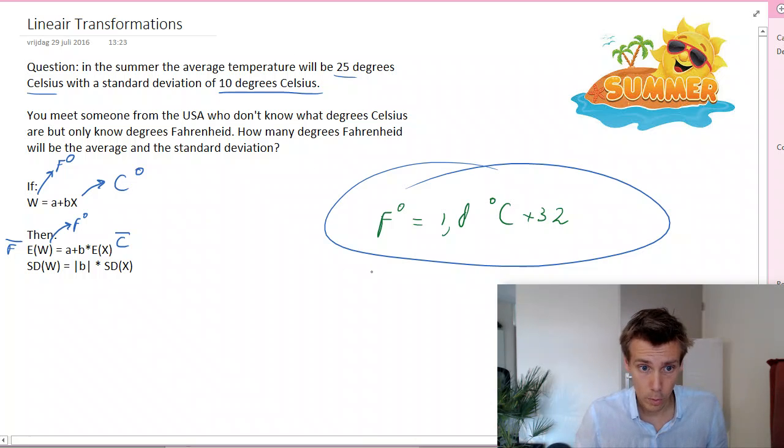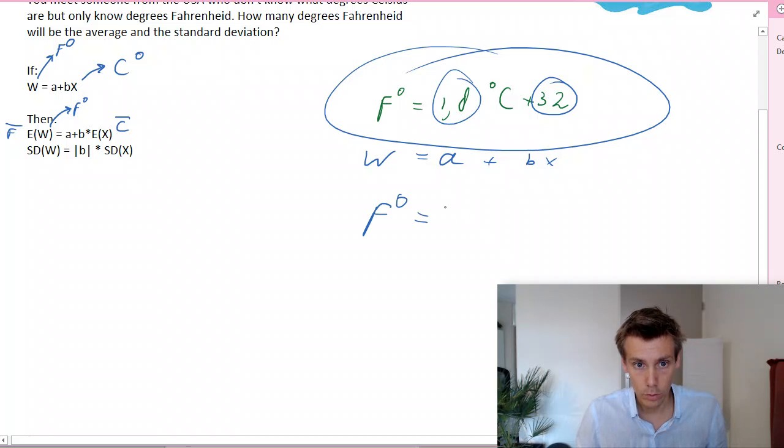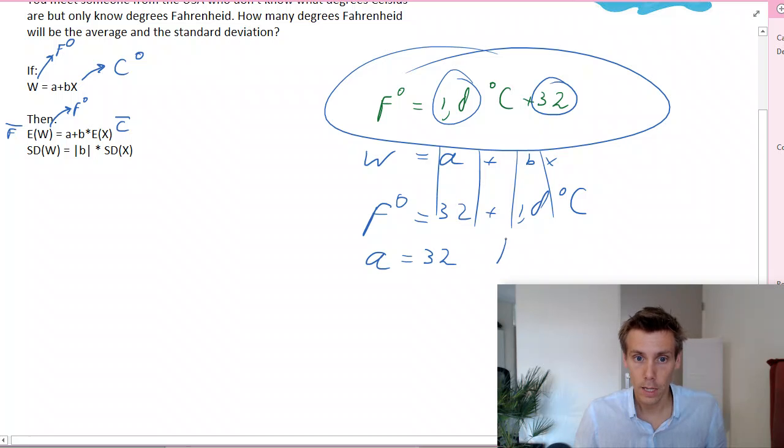So if you see the formula, W is A plus BX, it doesn't really fit at first, because if you look well at it, here you see the A and here you see the B, so you can rewrite the formula to 32 plus 1.8 Celsius, and now you can see the A will be 32, the B will be 1.8, and the X will be degrees Celsius.